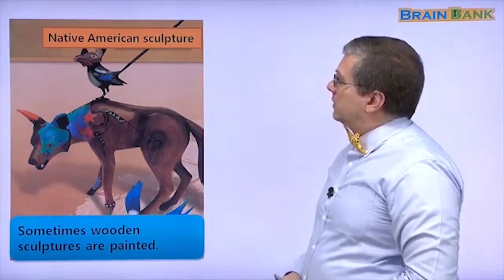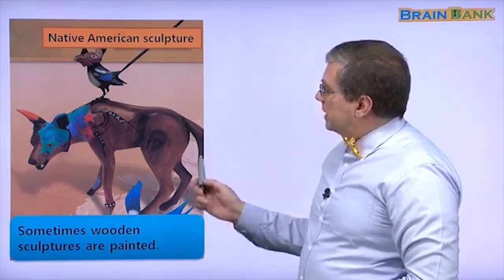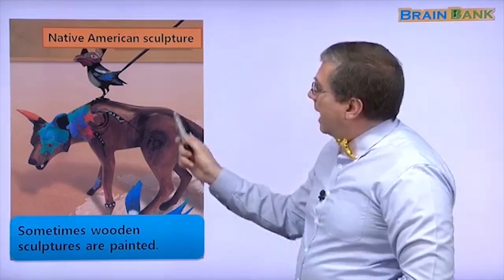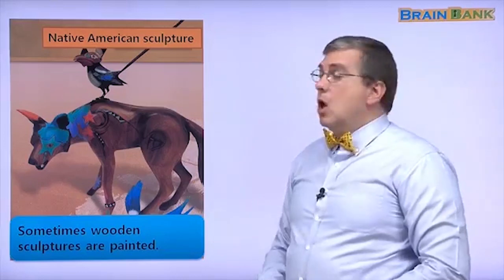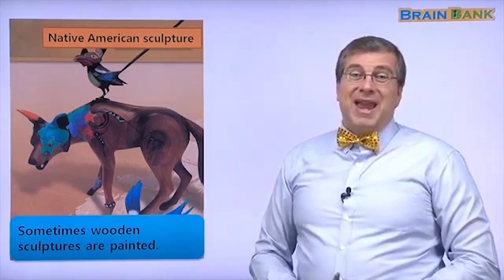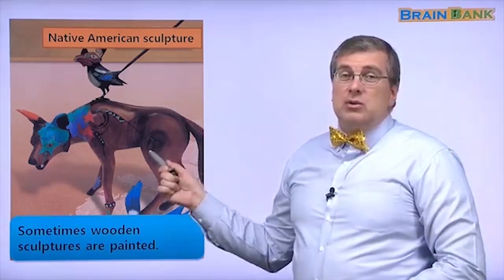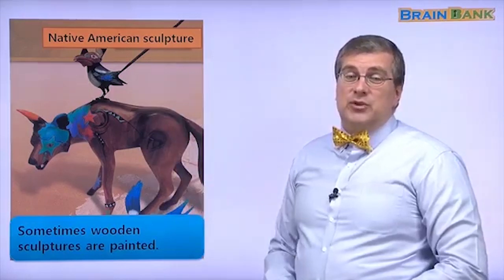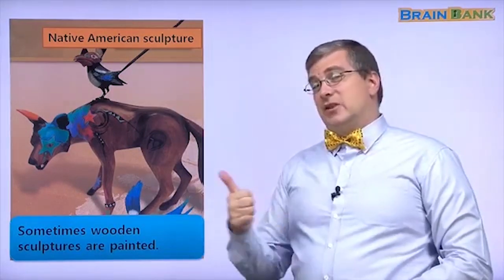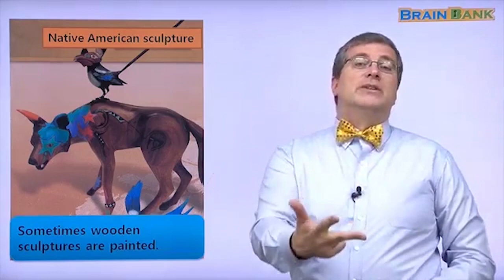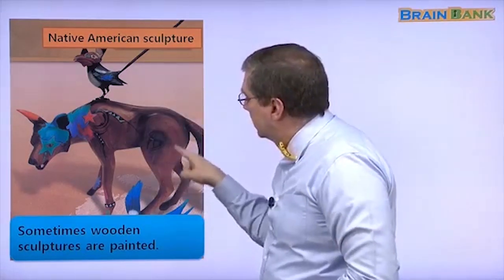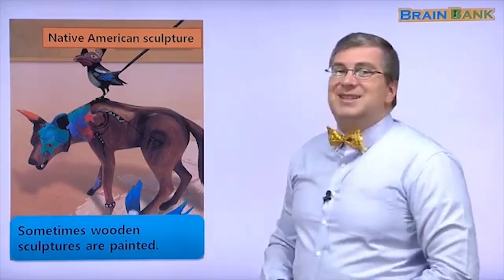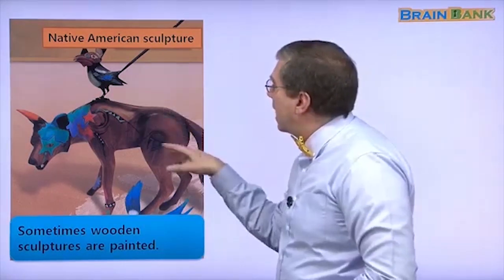Look at this picture. What do you see? You see a dog and you see a bird standing on the dog. What is the material used to make these sculptures? Is it stone? Is it clay? Or is it wood? If we look closely, we can see it's wood because we can see the texture.